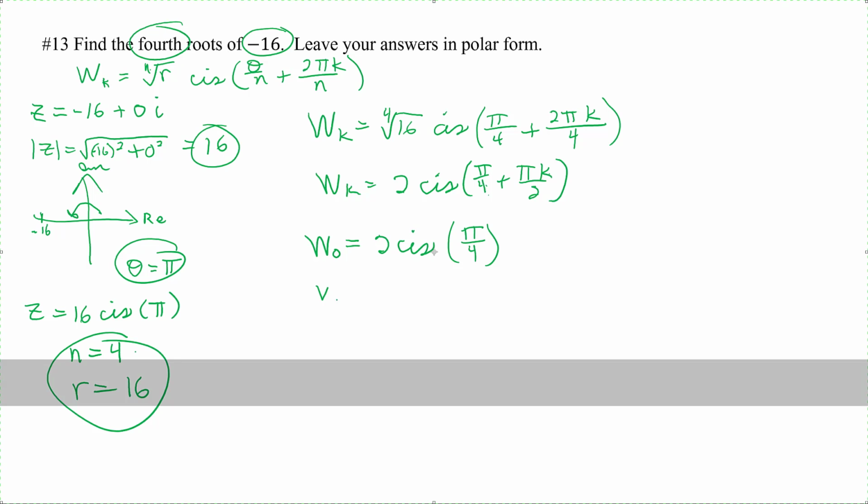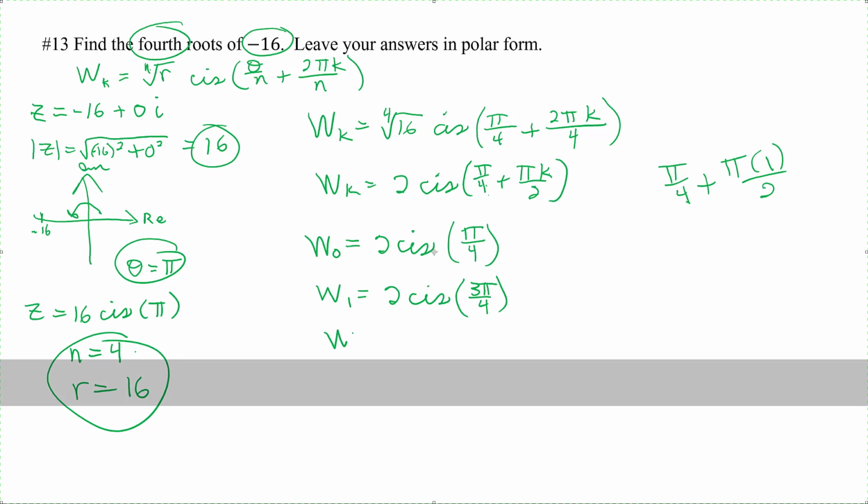Our second root, we're letting k be equal to 1. We have 2 cis. And we'd have pi over 4 plus pi times 1 over 2. So we'd have pi fourths plus pi halves. That would give us 3 pi over 4.